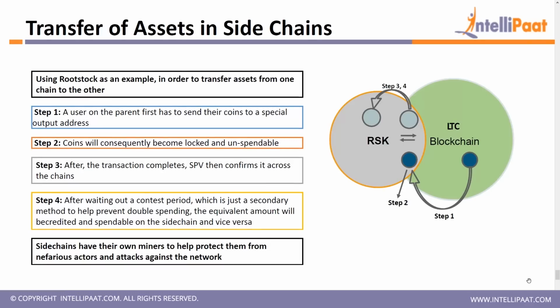Sidechains have their own miners to help protect them from nefarious actors and attacks against the network. So, in short, we can say that sidechains are also small blockchains that have their own miners and ensure the integrity, validity and authenticity of any transaction coming across in the network.